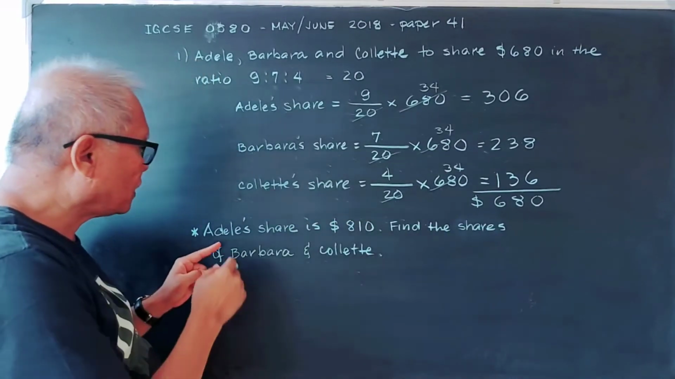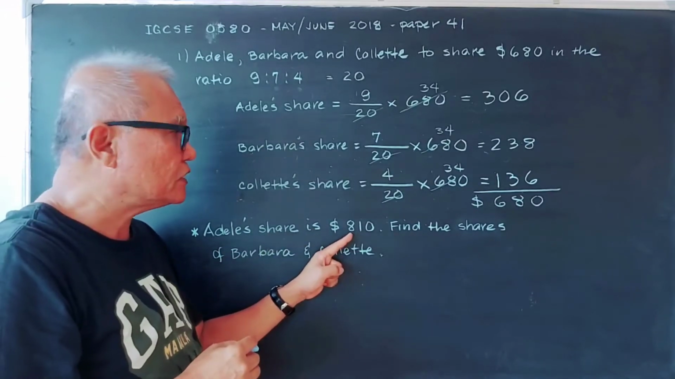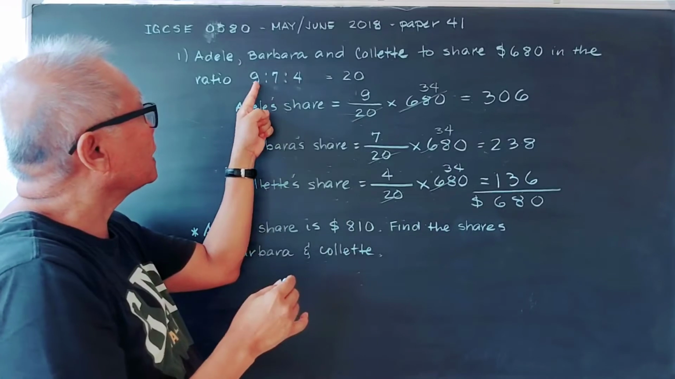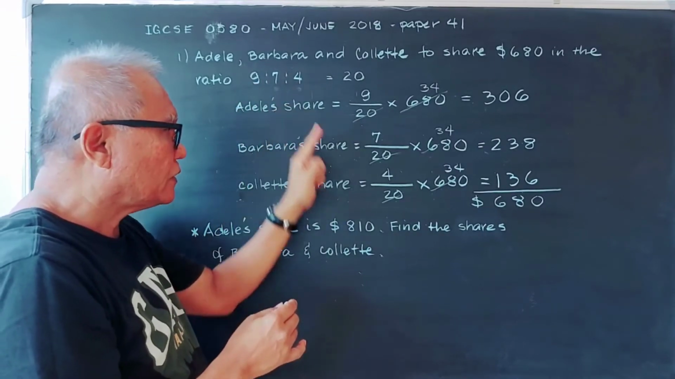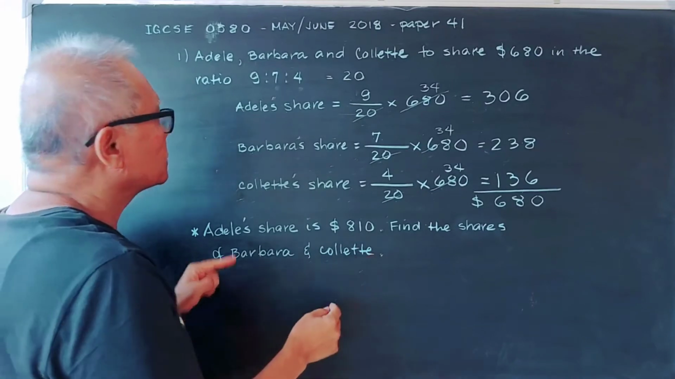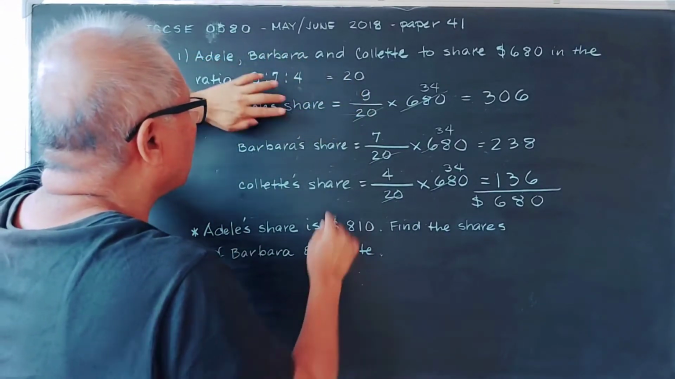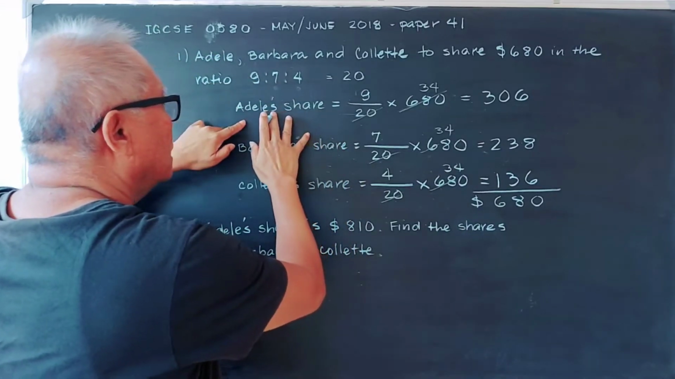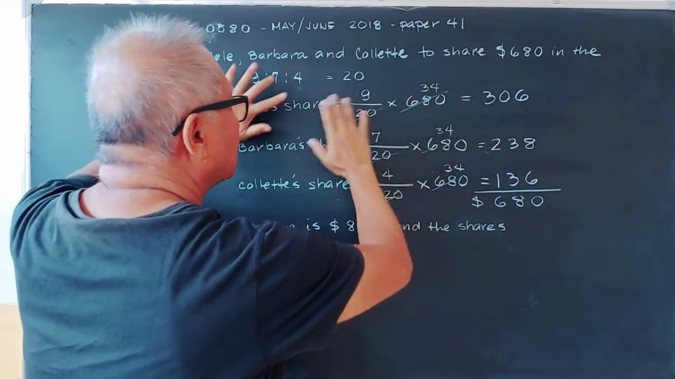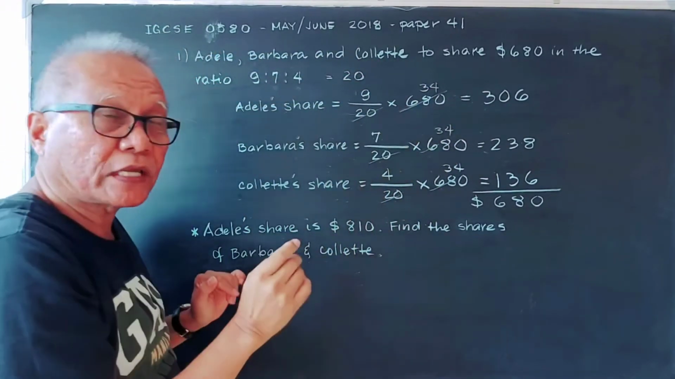Now, what if you have this problem? Adele's share is given as $810. The ratio is the same, 9, 7, and 4, and we are going to find the share of Barbara and Colette. We follow the same format. We have Adele's share, and why not put it on the other side, with 9/20 times the total amount.